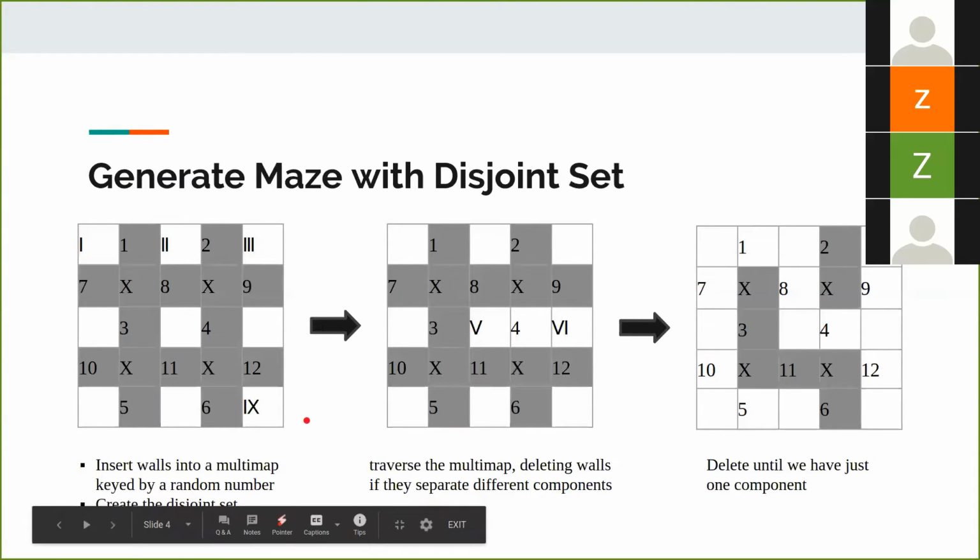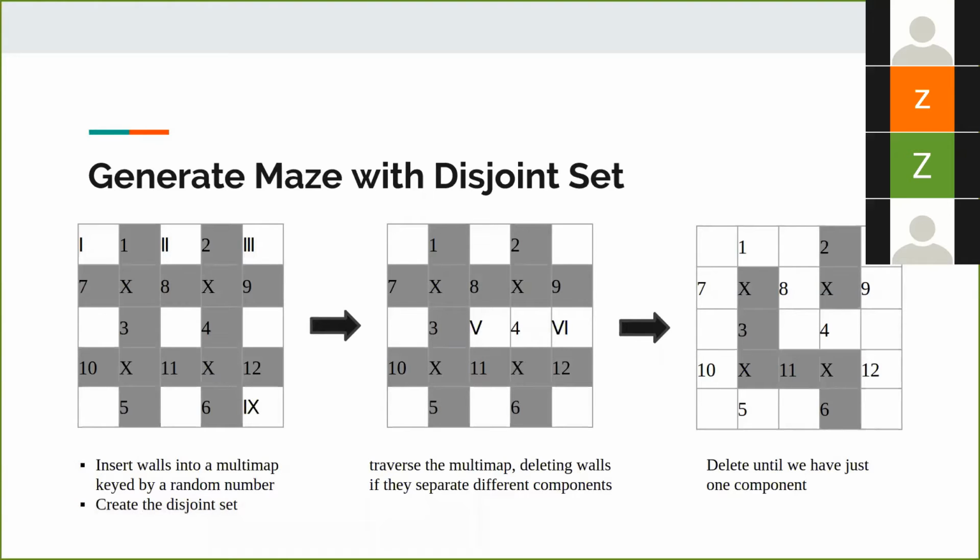and I will use this as an example to show how we generate a maze with a disjoint set. The left picture is the initial status of our maze. The white color represents the cells. We label the cells from 1 to 9, and we create a disjoint set of these 9 cell elements. The gray color represents the walls. We label the walls that separate two different cells from 1 to 12. Then we insert the walls keyed by a random number into a multimap. Thus, the walls are in the order of the random number.